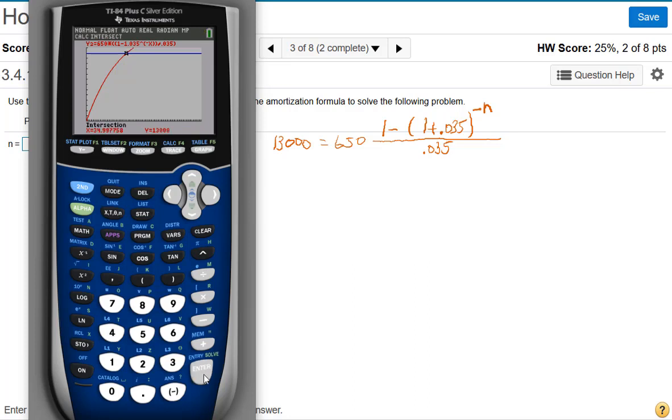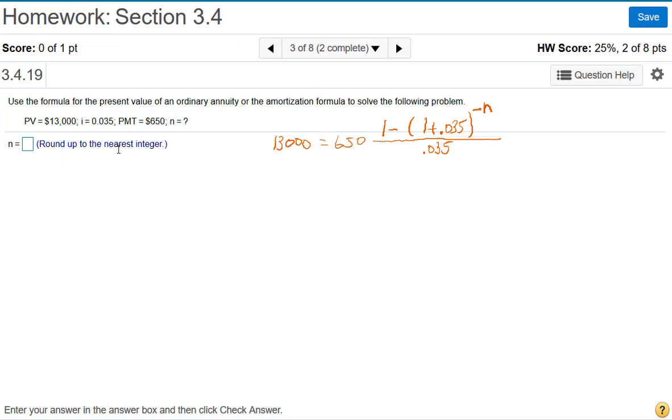So we just solved that equation and we got 34.997, etc. Which, as you can see on the instructions, they want it rounded to the nearest integer, which would be 35.